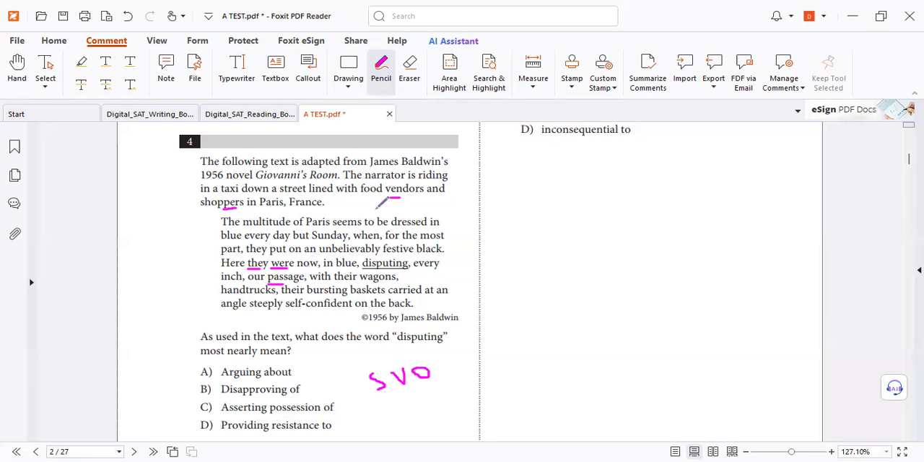Shoppers and vendors, what are they doing to their passage? Our passage, our walking, our way. So arguing with the passage, disapprove, asserting. Asserting position means you assert that something is related to you, something belonging to you. But no, it is preventing resistance, like they make us slow in our walking. So you are walking, shoppers, stop shoppers, vendors. So they stop your progress of walking. So letter D, correct. Follow the way, it can help you.